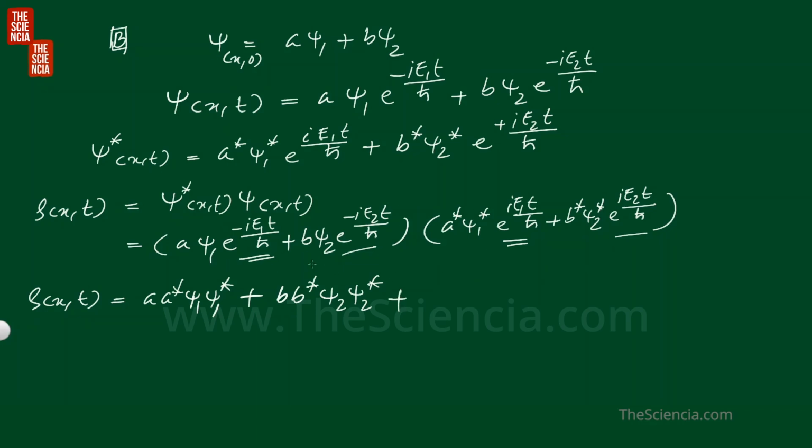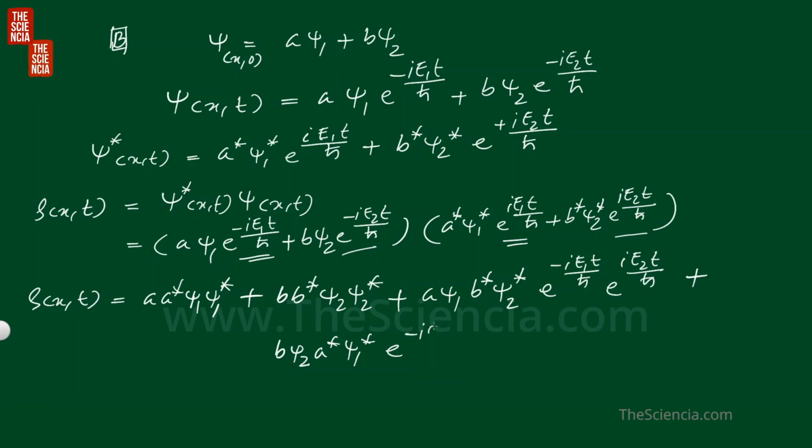Now we can take the other terms, that is A psi 1 into B star psi 2 star into e raised to minus i E1 t by h cross into e raised to i E2 t by h cross plus B psi 2 A star psi 1 star into e raised to minus i E2 t by h cross into e raised to i E1 t by h cross.